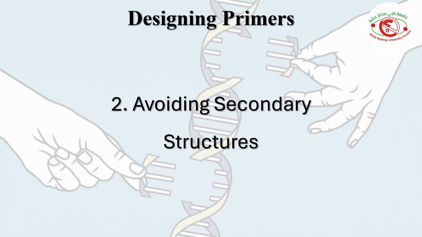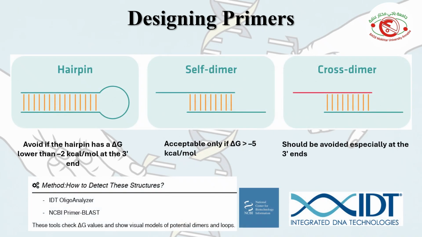In the second part of the course, we will see how to avoid secondary structures. Secondary structures in primers can interfere with PCR by preventing primers from binding correctly to the target DNA. To ensure efficient and specific amplification, primers must be carefully designed to avoid hairpins that form when a primer folds back and binds to itself. It's particularly problematic if the loop is near the 3' end, and it should be avoided if the hairpin has a delta G lower than -2 kilocalories per mole at the 3' end.